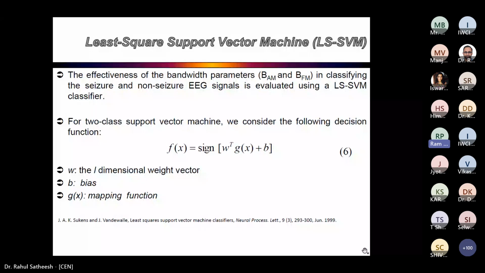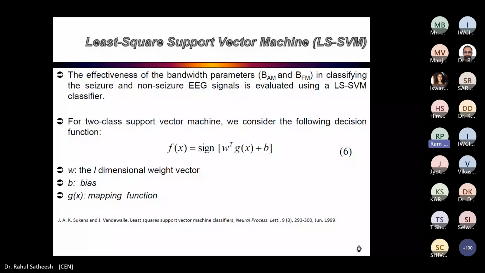In equation 6, you can see the general model of the support vector machine for a two-class or binary classification problem: f(x) equals sign of w transpose g(x) plus b. Here w is the L-dimensional weight vector, g(x) is the mapping function, b is the bias, and sign is plus or minus. If the plus sign comes, it is one class, and minus is another class.